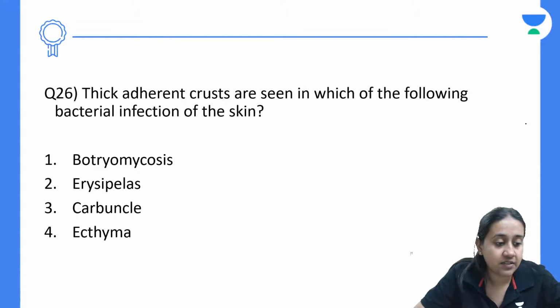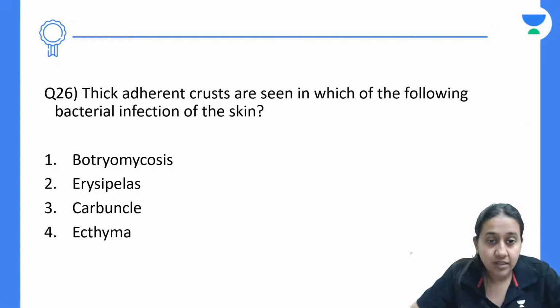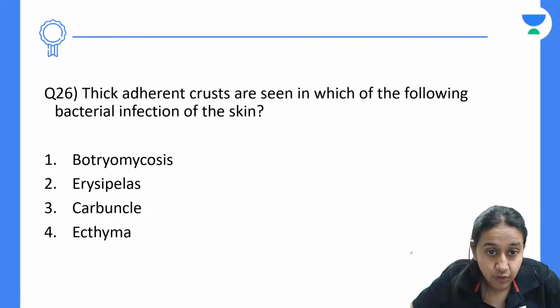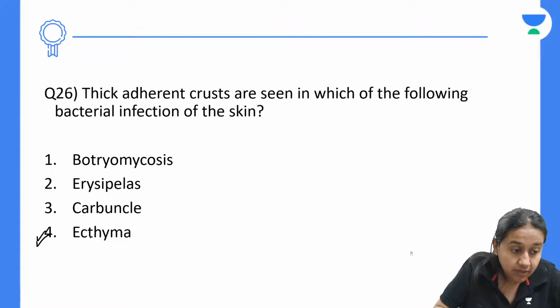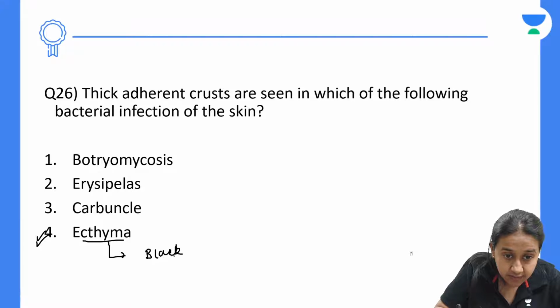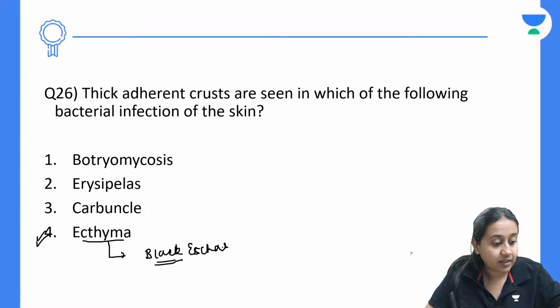Please tell me the correct answer here. Thick adherent crusts are seen in which of the following bacterial infections? The correct answer of this question is ecthyma. Now ecthyma forms a thick black eschar.